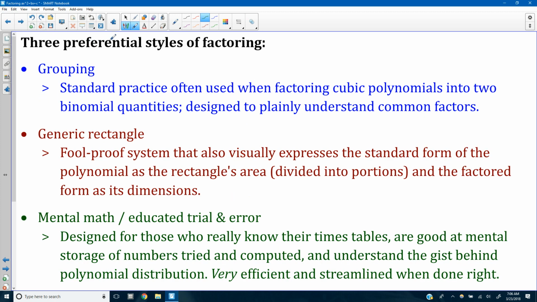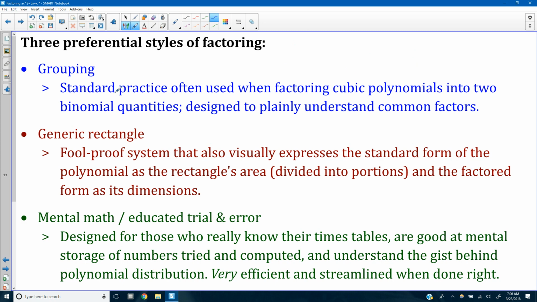All right, I'm going to lay out the 3 preferential styles of factoring that I'm going to be playing with here today. The first one is the most standard practice, as this says right here. It's called factoring by grouping. It is a standard practice often used when you're factoring cubic polynomials. I'm talking about those larger ones, like x cubed minus 6x squared plus 5x minus 30, something like that. You can factor this by grouping if you pair off some things right here, if it's factorable. And you can get this into 2 binomial quantities. Of course, I'm going to go over that practice later, but it's the standard practice for that.